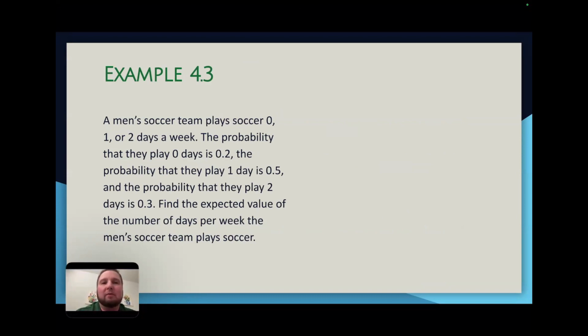So for our example, a men's soccer team plays soccer 0, 1, or 2 days a week. The probability that they play 0 days is 0.2. The probability that they play 1 day is 0.5. And the probability that they play 2 days is 0.3. Find the expected value of the number of days per week the men's soccer team plays soccer.